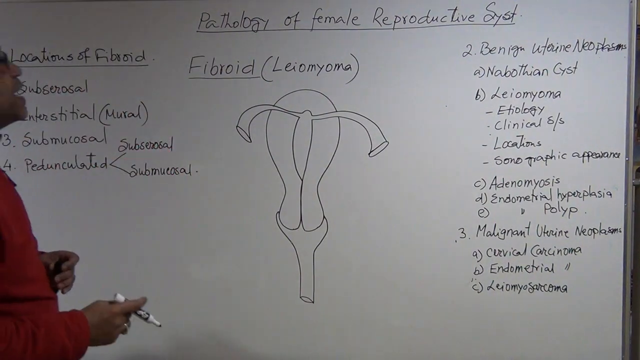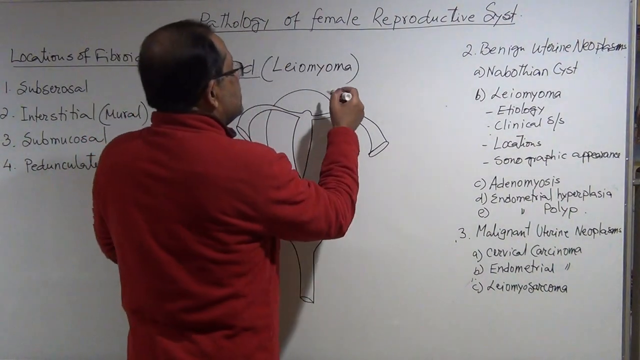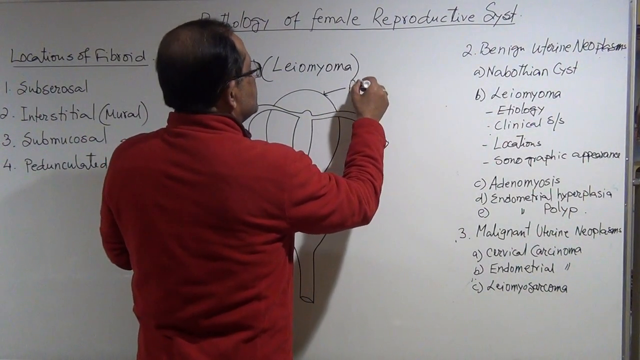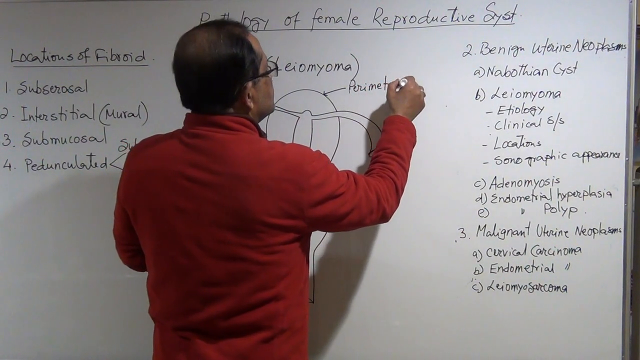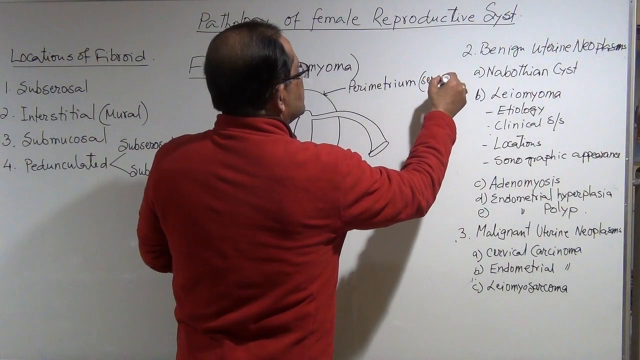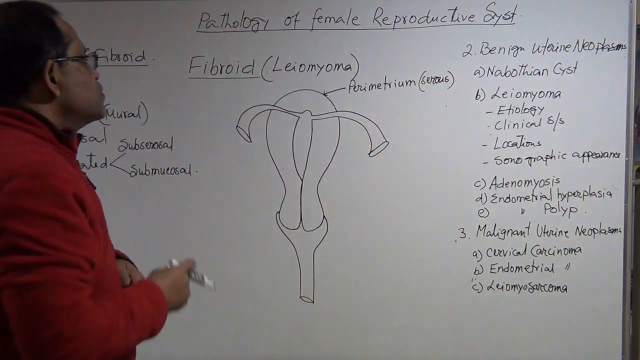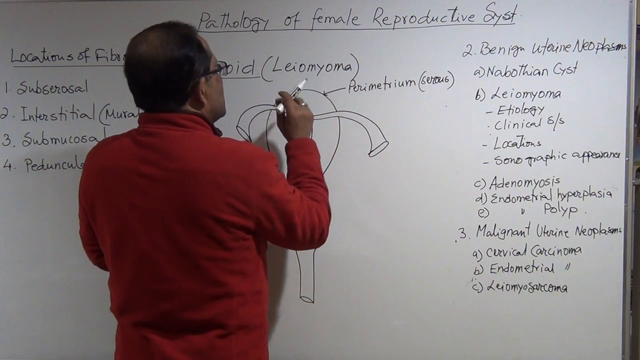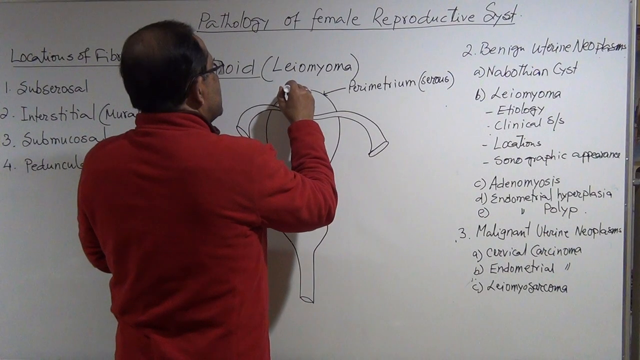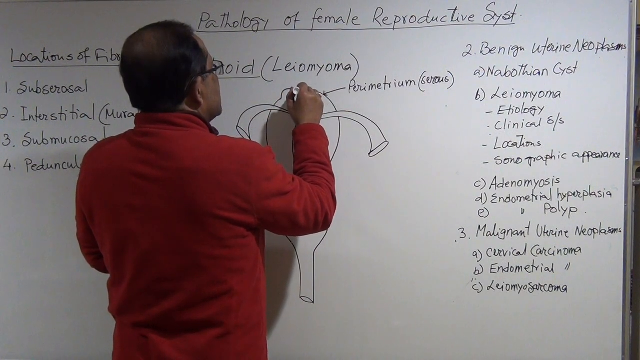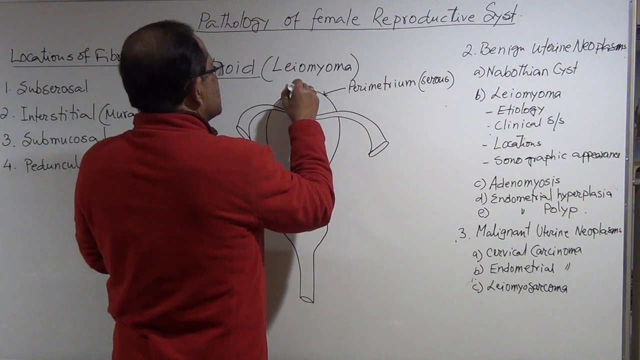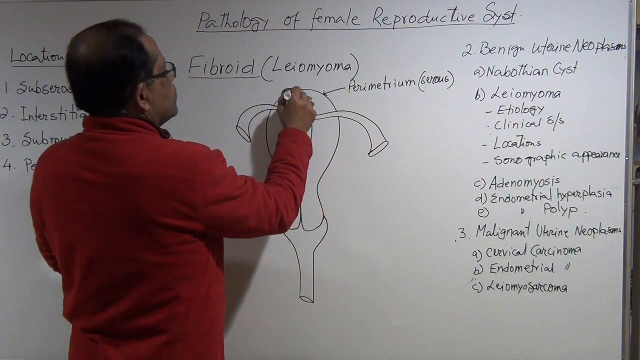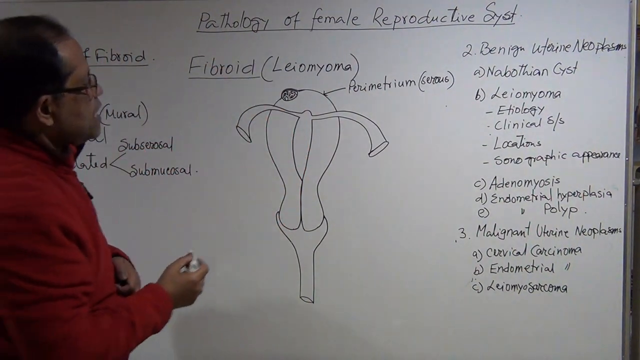Okay, first of all, the subserosal. You have to understand the layering effect. This layer is called the perimetrium or serous layer. If a tumor or fibroid is arising from the uterus and it is under the perimetrium, we call it subserosal type. So this is subserosal type.